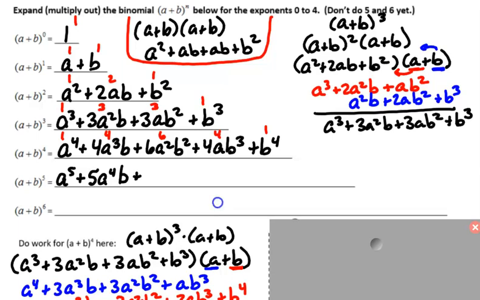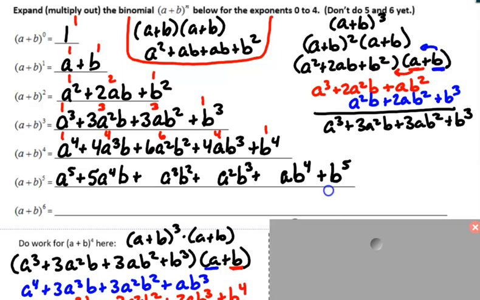Now I'm going to leave it blank for the coefficient because I don't know what my coefficient is here yet, but we're going to figure that out in a minute. But then the next one should be a to the third b squared plus, leave room for the coefficient, a squared b to the third, leave room for the coefficient. I'm going to scoot this over just a hair. Plus a b to the fourth plus at the end b to the fifth, which would just have a coefficient of 1.